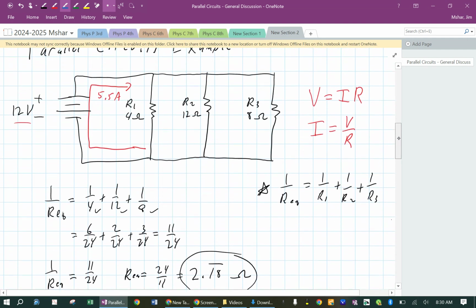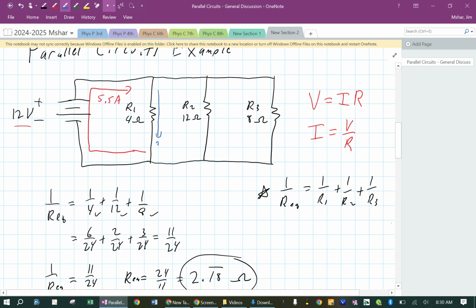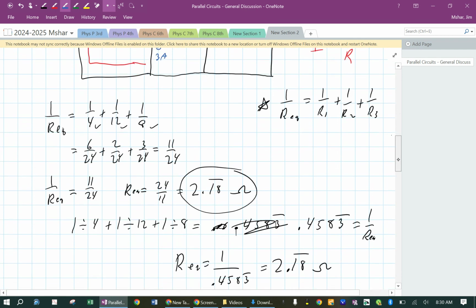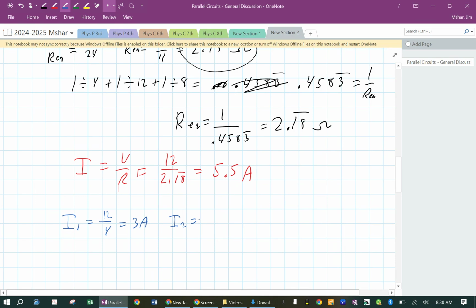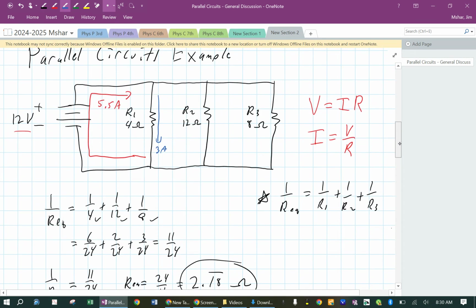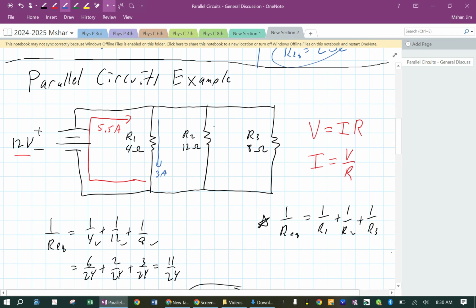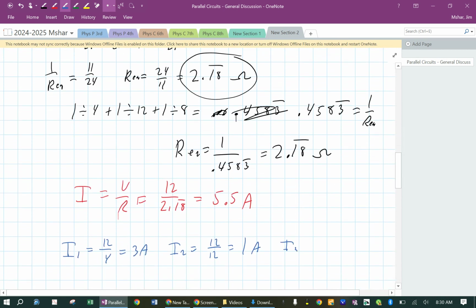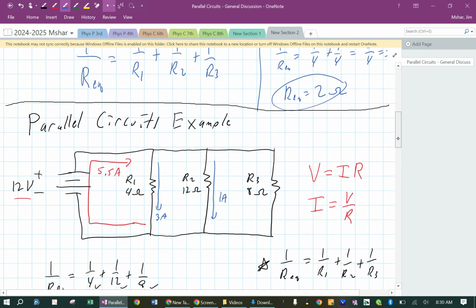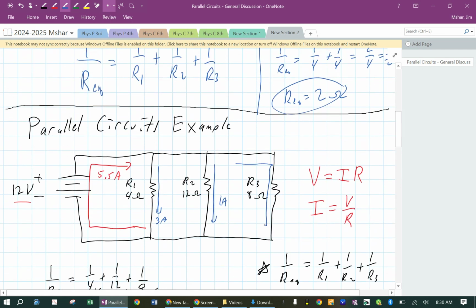So I'll go ahead and list that up here. This is 3 amps. Okay. The current through R2, we'll call that I2, is just 12 divided by R2, which is 12. And hopefully we don't need a calculator for that. That's 1 amp. So this current here is 1 amp. And finally for R3, that current would be 12 divided by 8, which is 1.5 amps. So this current here would be 1.5 amps.